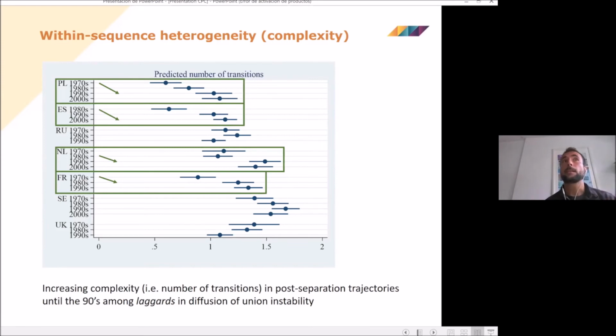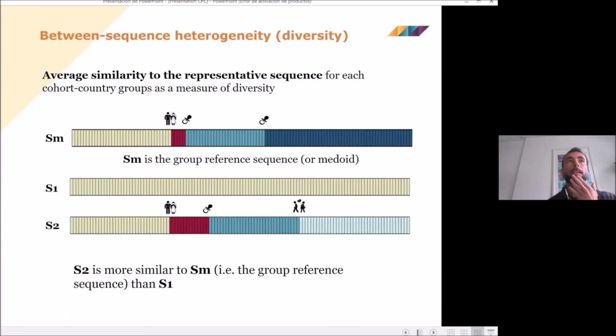In contrast, for Russia, Sweden, and the UK, we observe already high levels of complexity since early periods, but no substantive change since then. And if any, it looks like in the 90s or afterwards, levels of complexity might be decreasing, but this is not significant. So it seems in a way that, with regard at least to complexity, we have here some signs of convergence. All right, so we move on now to results for diversity.